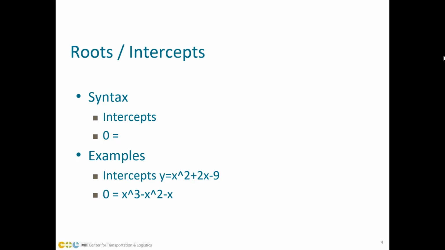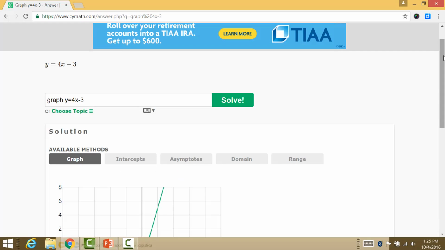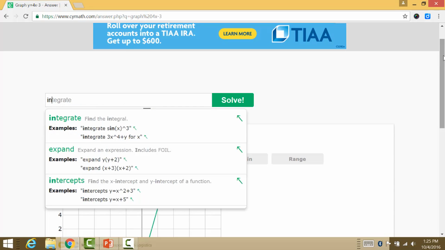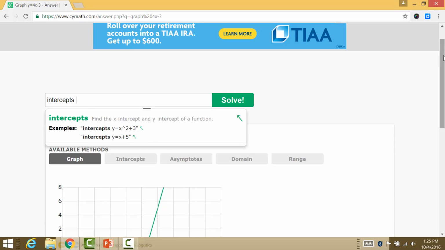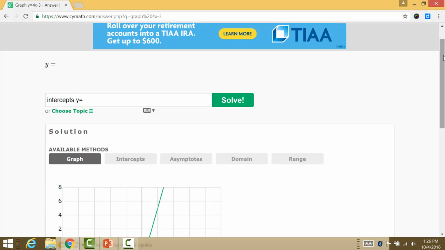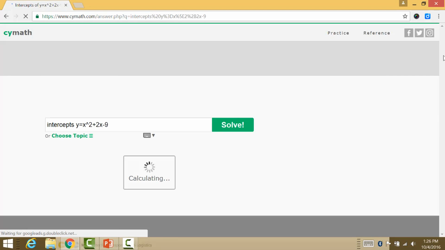For now, we're going to just type in intercepts y equals x squared plus 2x minus 9. So once we get in SciMath, we're going to type intercepts y equals x squared plus 2x minus 9. And we're going to hit enter, or we can hit the solve button.